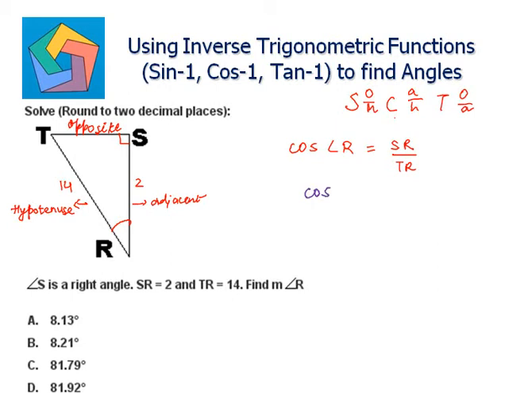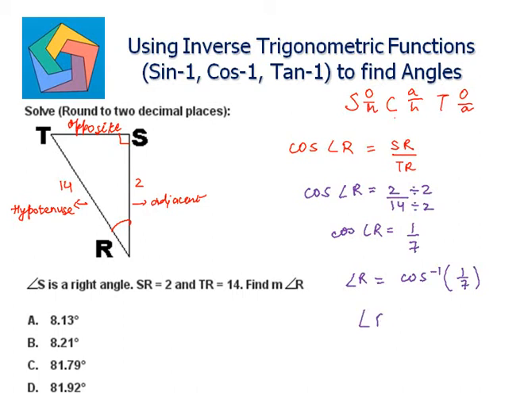So cos of angle R will be 2 by 14. Cos of angle R is equal to 1 by 7, simplified by 2. And taking the inverse, I can say angle R will be equal to cos inverse 1 by 7. And when I put this into my calculator, I get approximately angle R as 81.79 degrees, which is the answer in the C part.